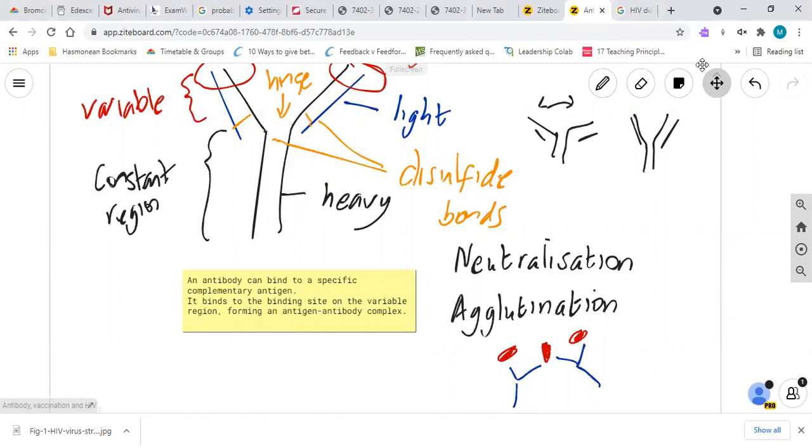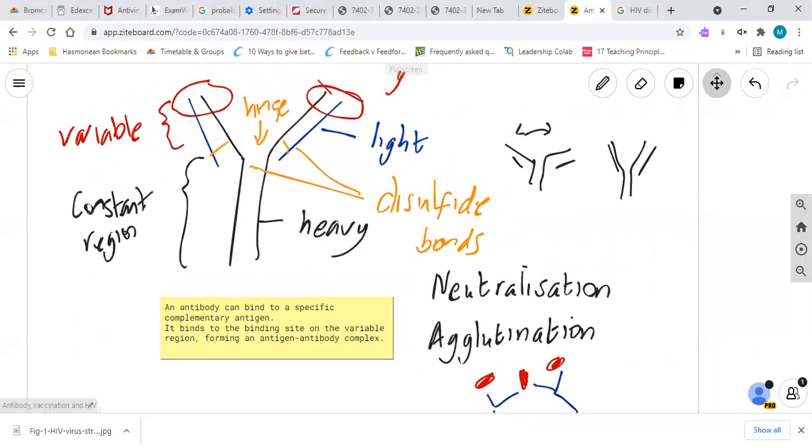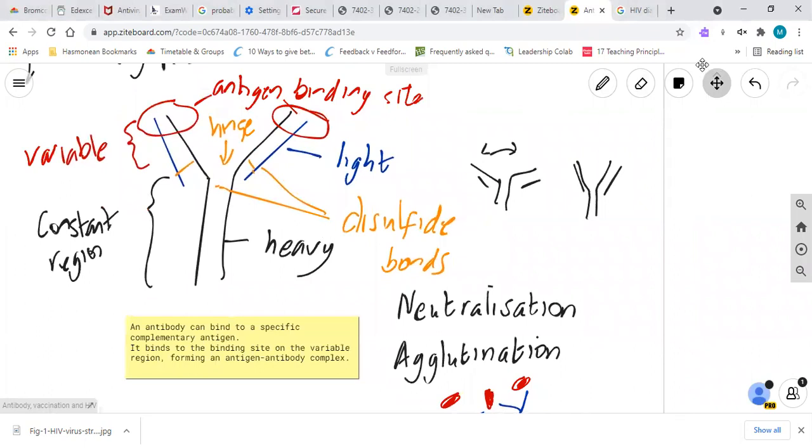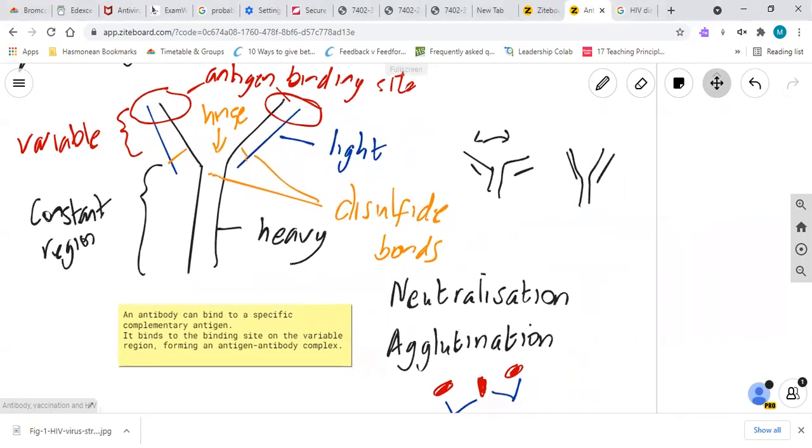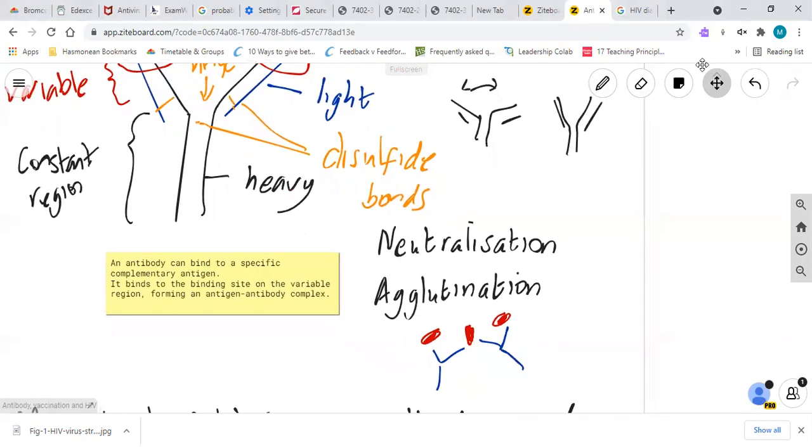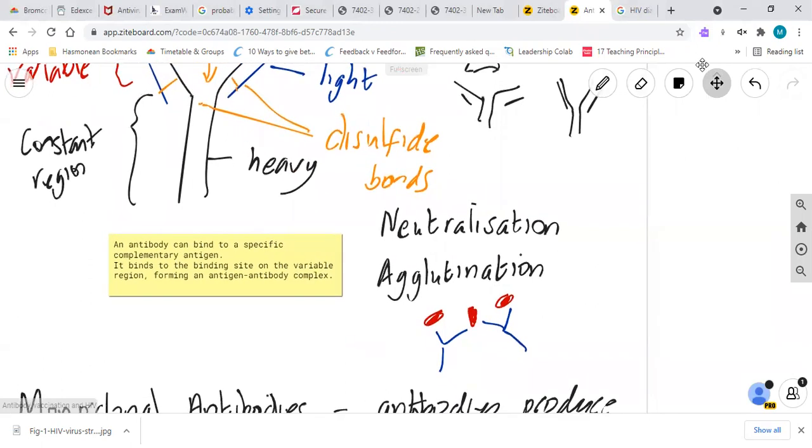Now, antibodies have 2 main functions we're going to look at. The first one is neutralization. Neutralization is the idea that it binds to the pathogen, or in the case of antitoxin, to the toxin, and prevents the pathogen or toxin causing damage. And then agglutination, which is the idea that the pathogens are stuck together, they're clumped together by the antibodies, as shown in the picture below, and therefore more likely to undergo phagocytosis.